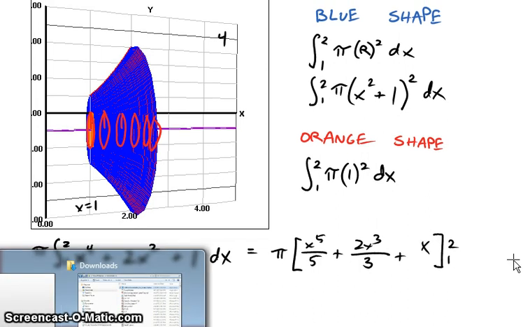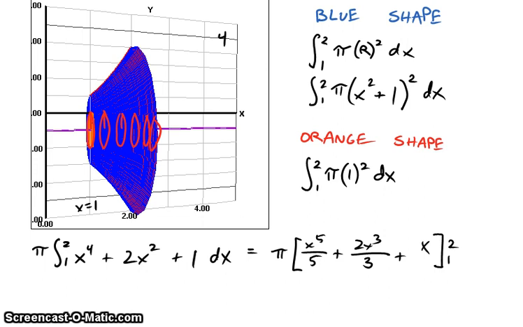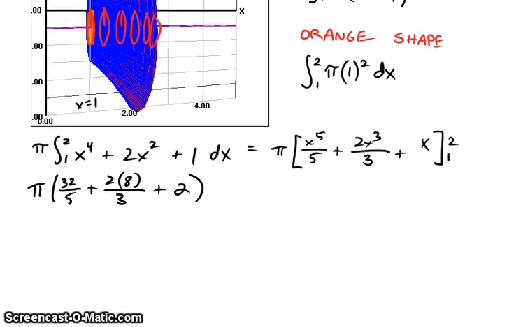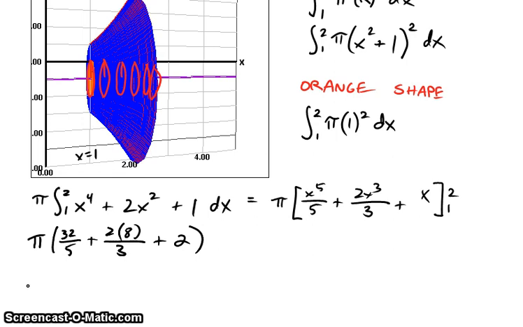This ends up being 2 to the 5th over 5. So this is going to be pi multiplied by 2 to the 5th: 2, 4, 8, 16, 32. 32 fifths plus 2 times 2, 4, 8 thirds plus 2. The orange shape, the orange integral, is going to look like this.